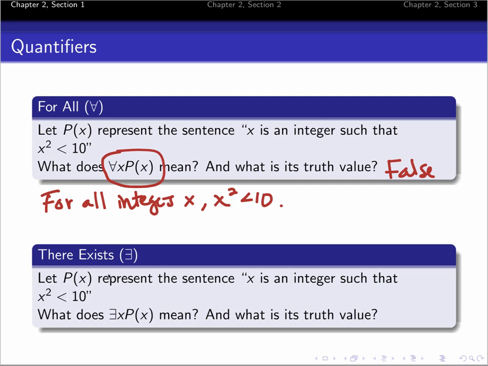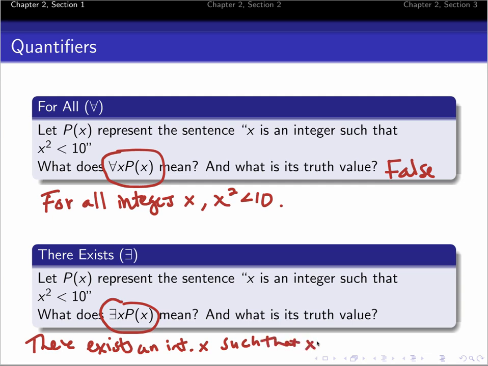The next one, this backwards E, is there exists. So the statement there exists an integer x such that x squared is less than 10. So what's the truth value on this one?